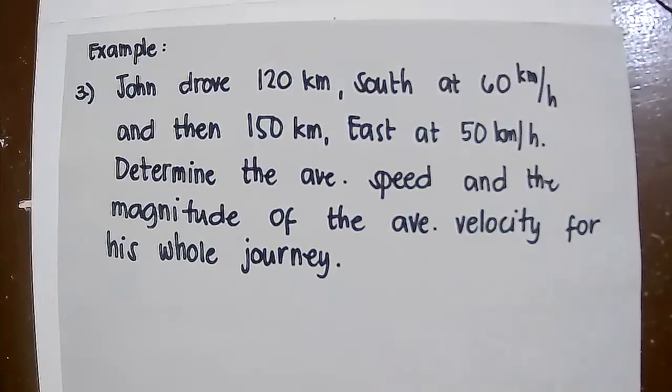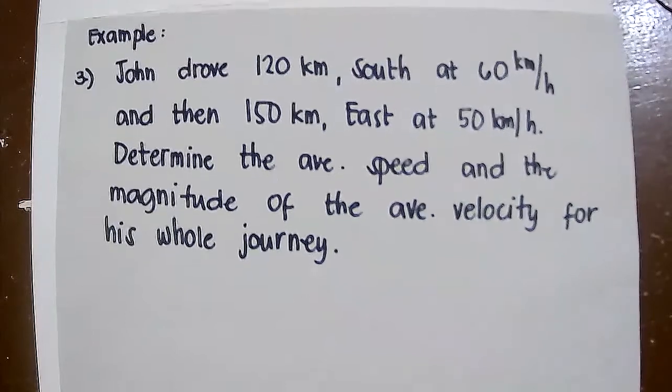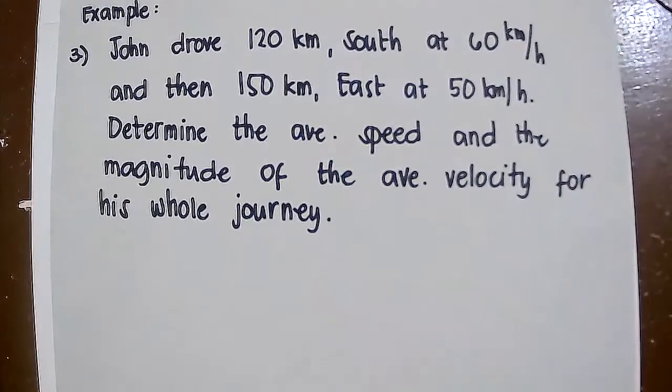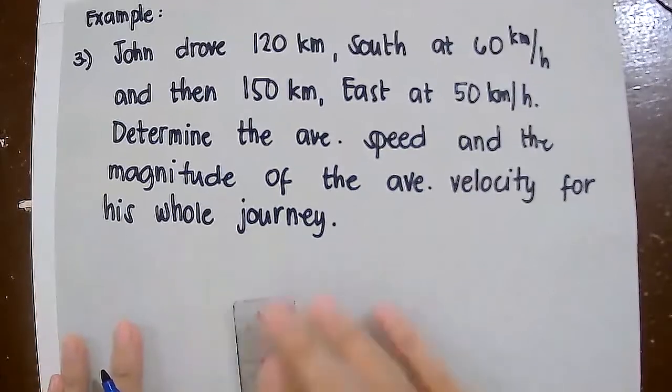So for the next problem, we have here, John drove 120 kilometers south at 60 kilometers per hour and then 150 kilometers east at 50 kilometers per hour. Determine the average speed and the magnitude of the average velocity for his whole journey. So in this case, you are going to first draw the problem. Okay, so that's going south.